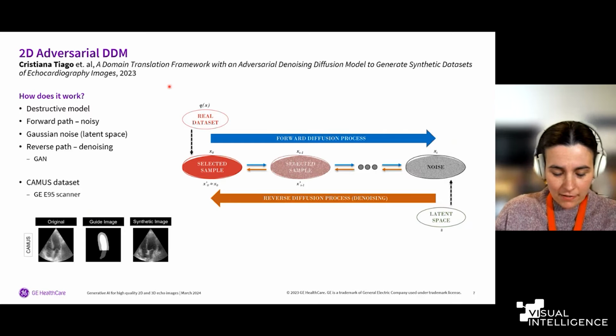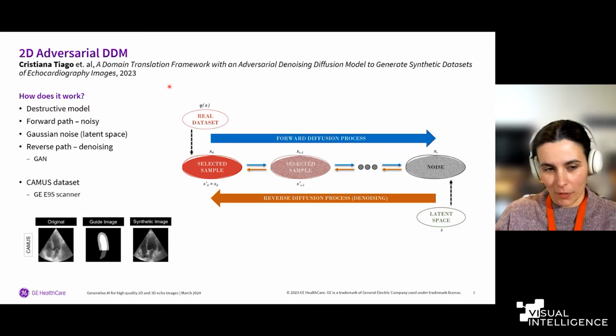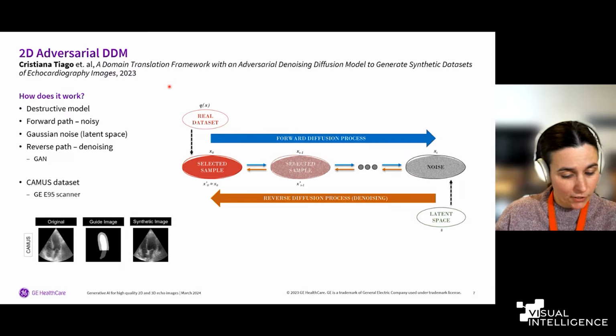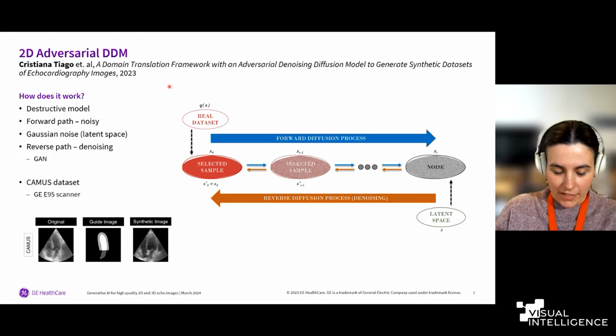In this case, the training data set that we used was the CAMUS data set, which is one of the two public data sets that has been out there for 10 years minimum. There is this particularity of this data set that all the images in it were obtained with the GE95 scanner. So the image characteristics are quite representative of this GE scanner. And what we did: now we have a model that can generate images that look like they would be acquired with this specific scanner.